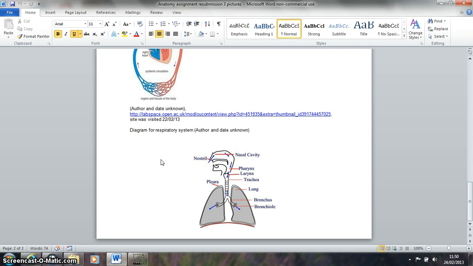And finally, the last two things were the case studies. I'm not going to read through the entire case study again. I'm just going to pick certain things out and add on the appropriate things which I have found. So firstly, the cardiovascular case study.